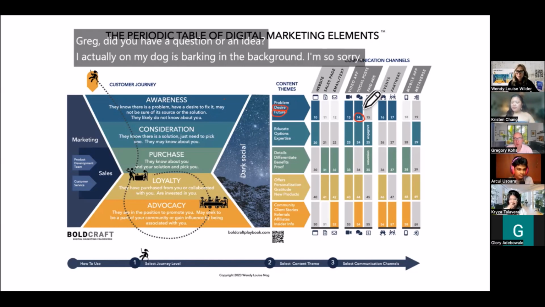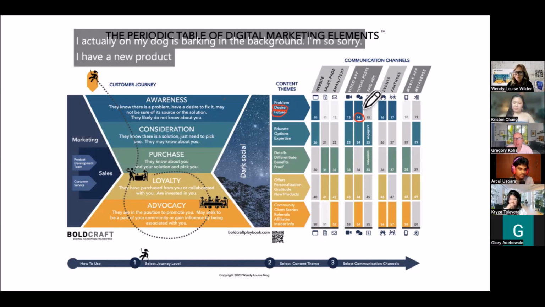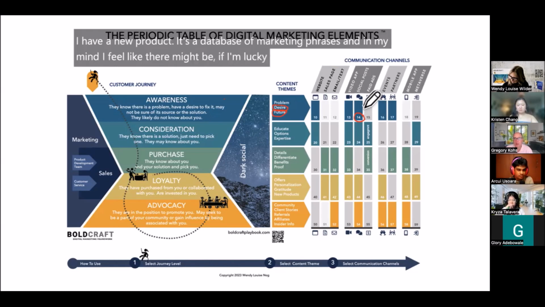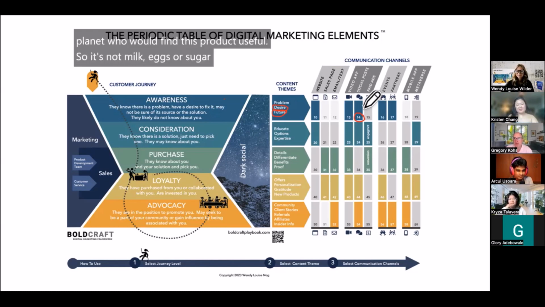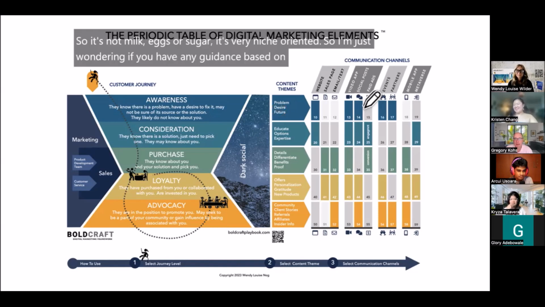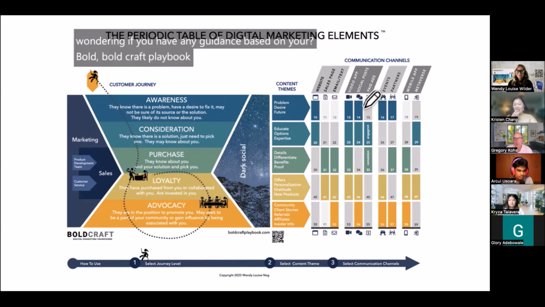I have a new product. It's a database of marketing phrases. And in my mind, I feel like there might be, if I'm lucky, 500 people on the entire planet who would find this product useful. So, it's not milk, eggs, or sugar. It's very niche oriented. So I'm just wondering if you have any guidance based on your Boldcraft playbook. What is the tactical approach that I might take?